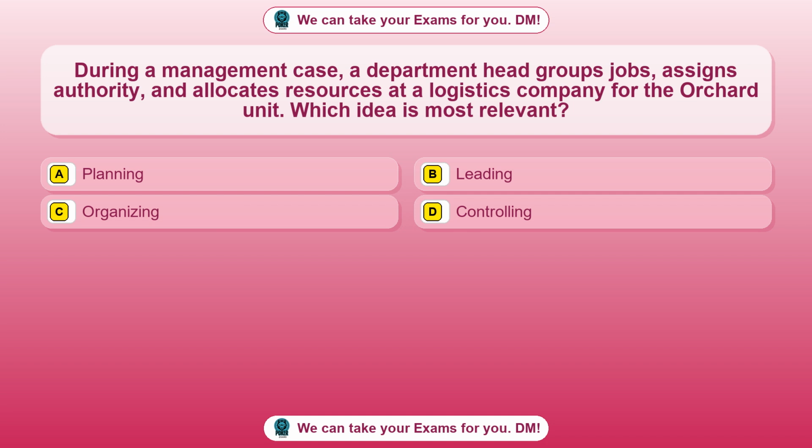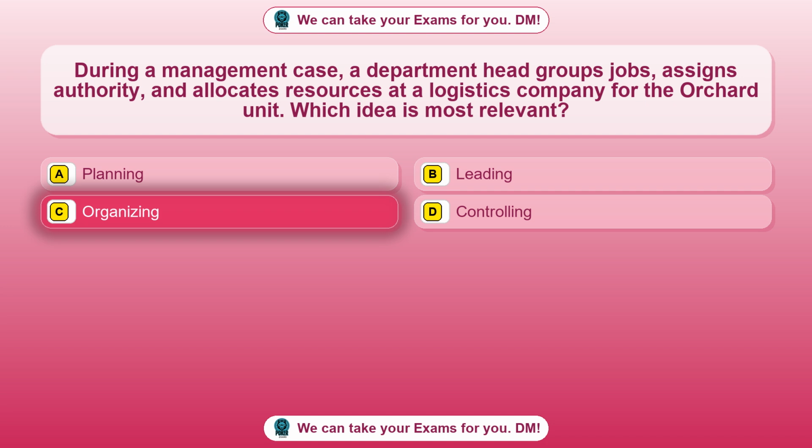During a management case, a department head groups jobs, assigns authority, and allocates resources at a logistics company for the Orchard unit. Which idea is most relevant? Option A, planning. Option B, leading. Option C, organizing. Option D, controlling. The correct answer is option C, organizing.